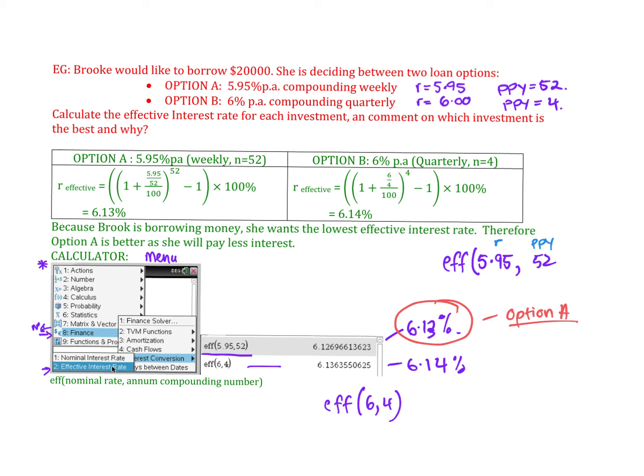So effective interest rate's really easy to do because you're just doing it on the calculator. You just got to remember which way it goes, but you've got it in your notes.